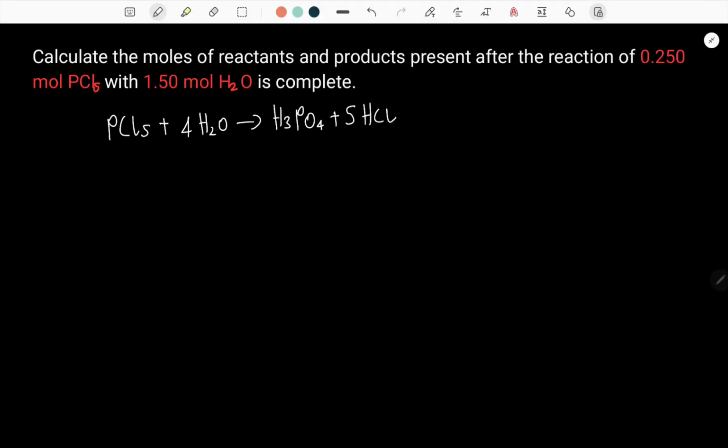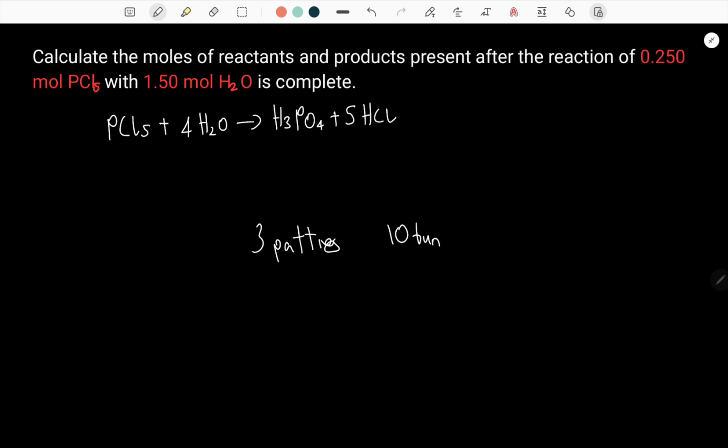So in this video, we'll be learning the limiting reactant concept. Let's get started by understanding what it means. Let's say we have three patties and 10 buns. To make one burger, we need one patty and two buns, right?